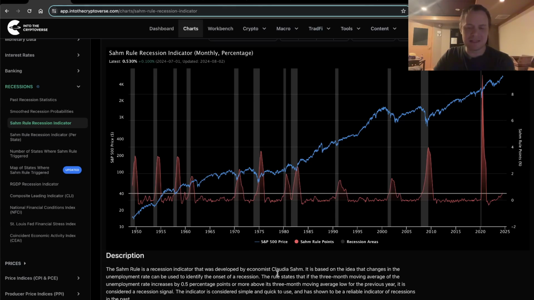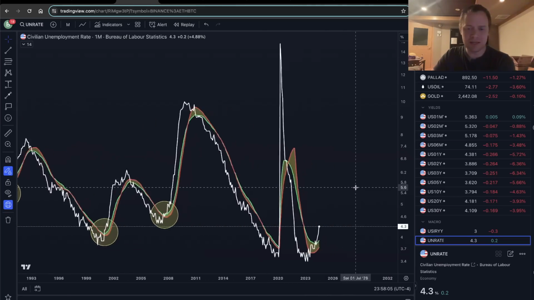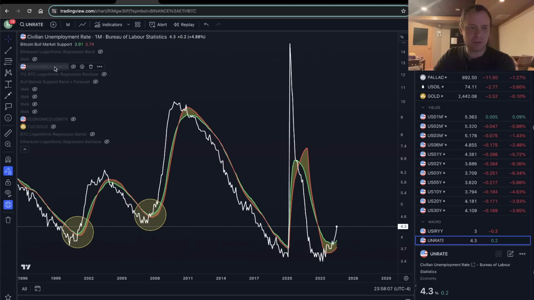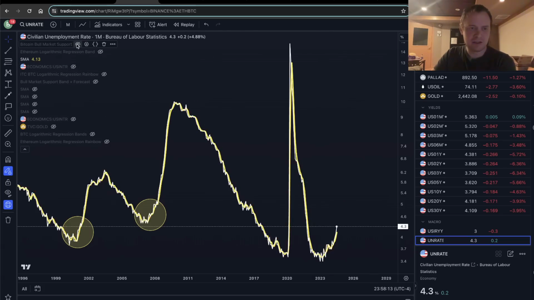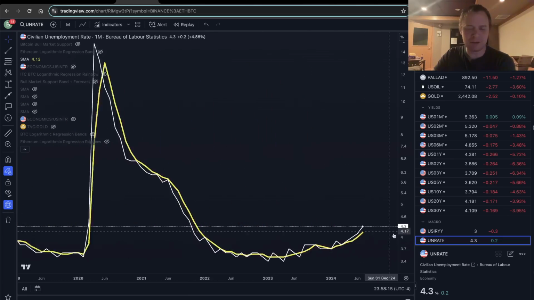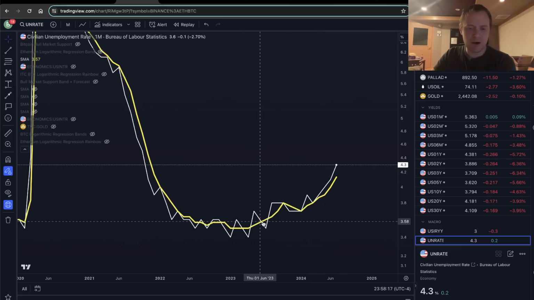So essentially, the rule states that if the 3-month moving average of the unemployment rate increases by 0.5 percentage points or more above its 3-month moving average low for the previous year, it is considered a recession signal. So for instance, if you were to look at the unemployment rate and put on a 3-month moving average, and then look at where it was.